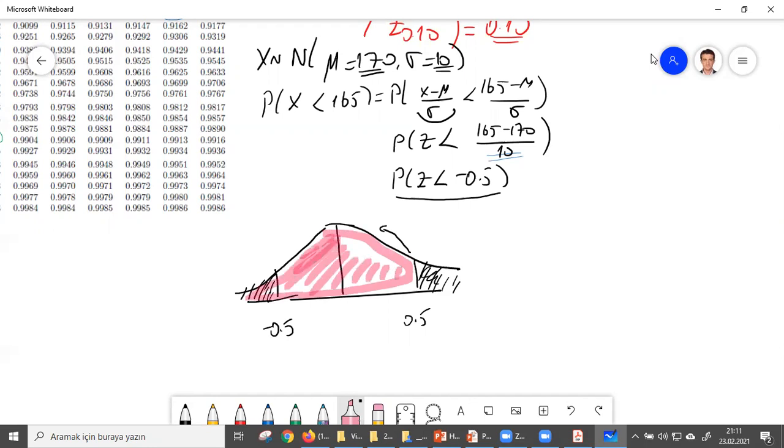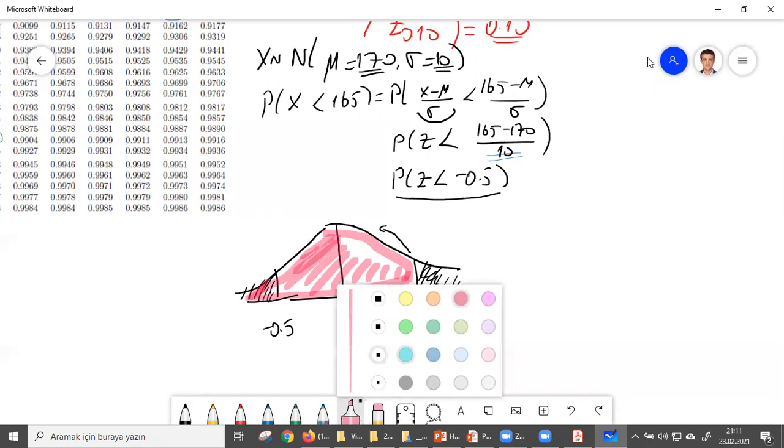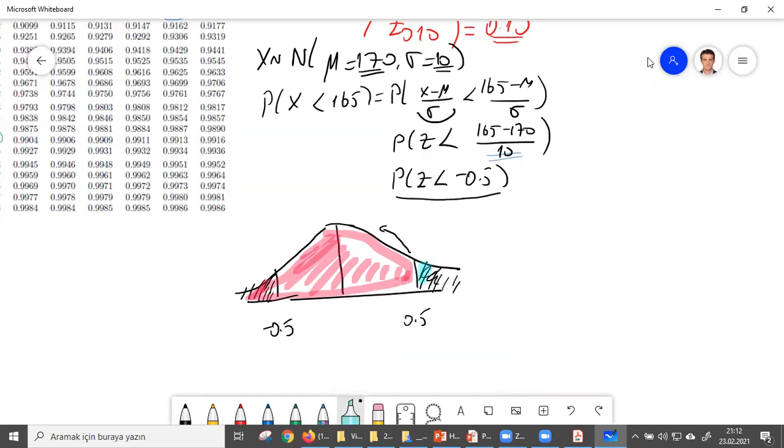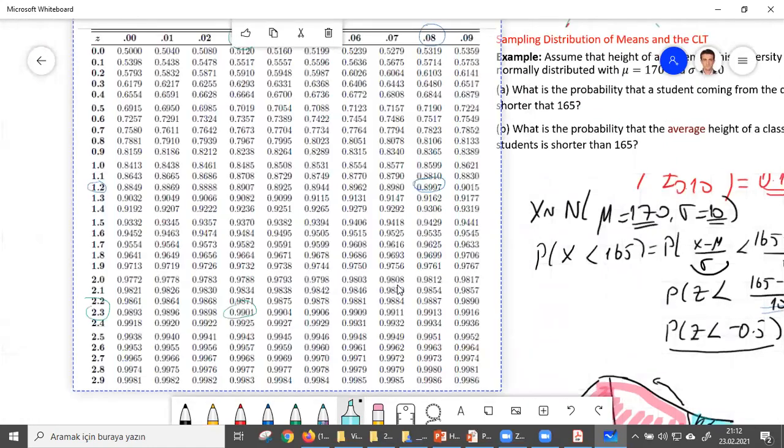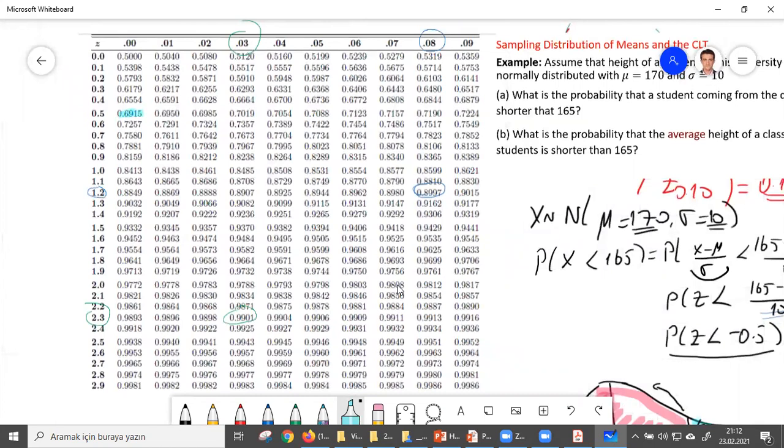Okay, if I can find this pink region from the table, I can subtract it from 1 and find this shaded, let's say, green region. So what is the probability that z is smaller than 0.5? It's here, okay? See, it's there.